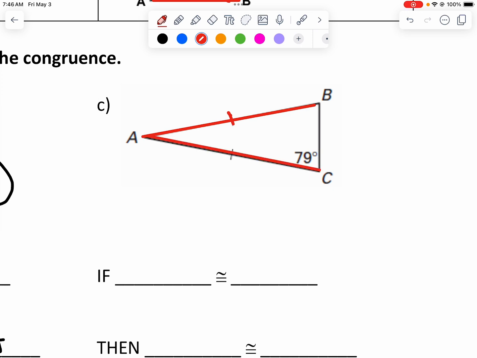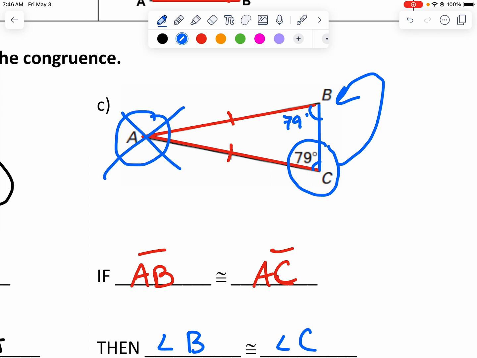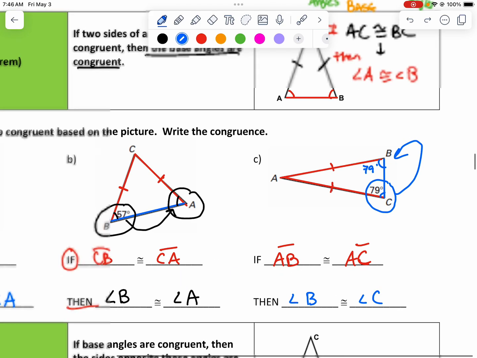Lastly, letter C. Here's my leg right here and my leg right here. That is my if statement. It's giving me those two things, AB and AC. Where the legs meet my base, that tells me something fancy about those two angles, and that's that they are congruent. So if angle C is 79, it tells me something special about angle B. It's also 79 degrees. Notice how it never relates back to that vertex angle. It's only relating congruency back to just the base angles.